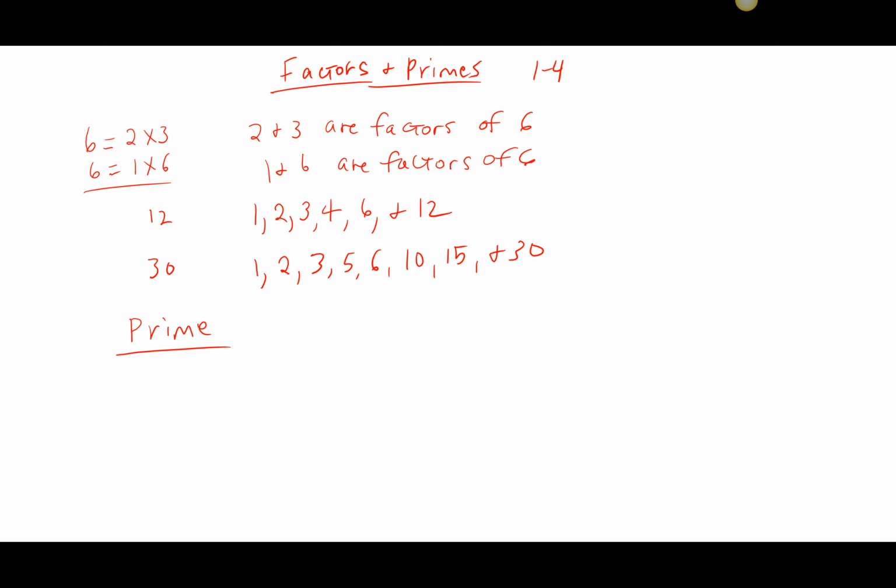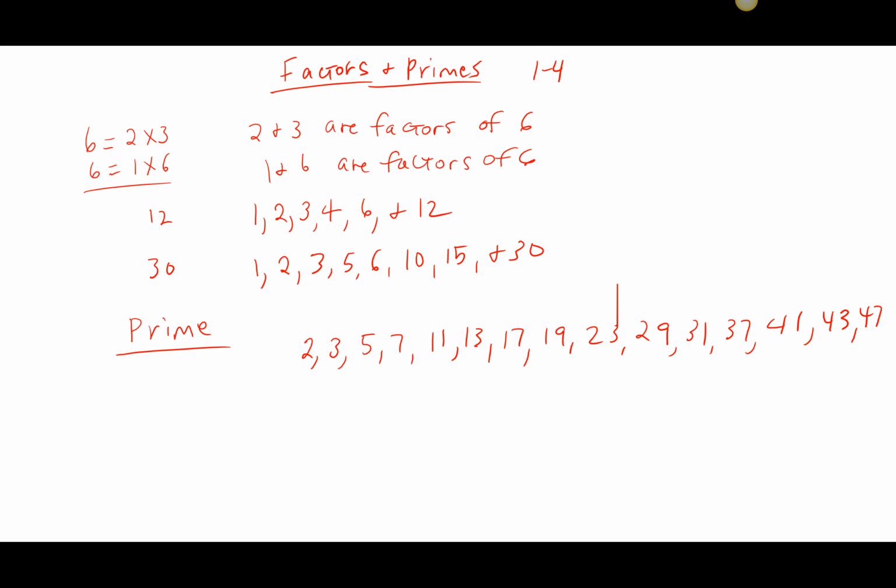So here are the first 15 prime numbers, for example. 2, so 1 times 2 is 2, right? But nothing else can equal 2. 3, 5, 7, 11, 13, 17, 19, 23, 29, 31, 37, 41, 43, 47, and on, okay? Those are all prime numbers. They can only be 1 times itself to equal that number.